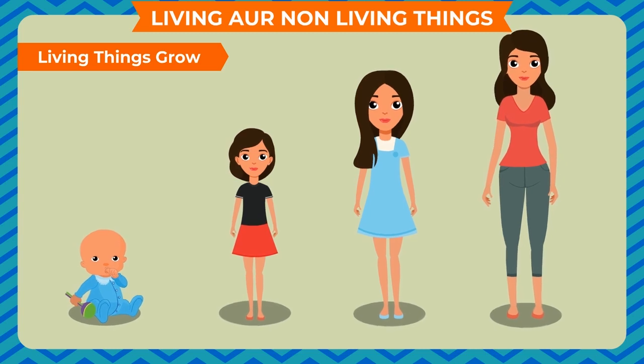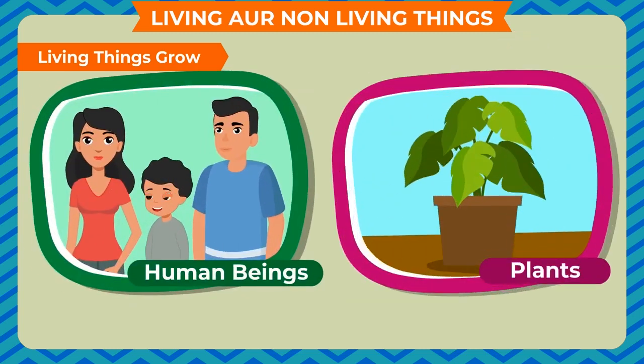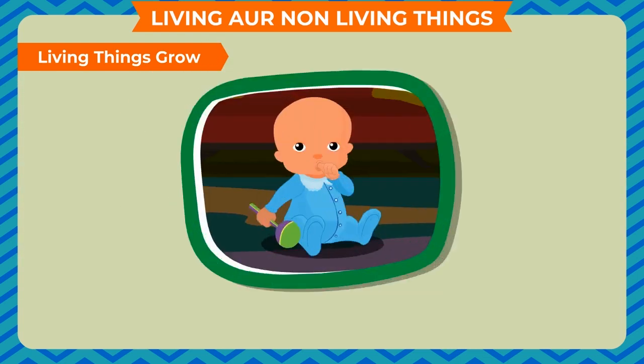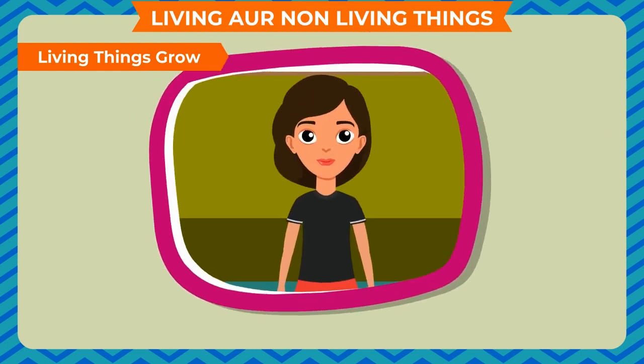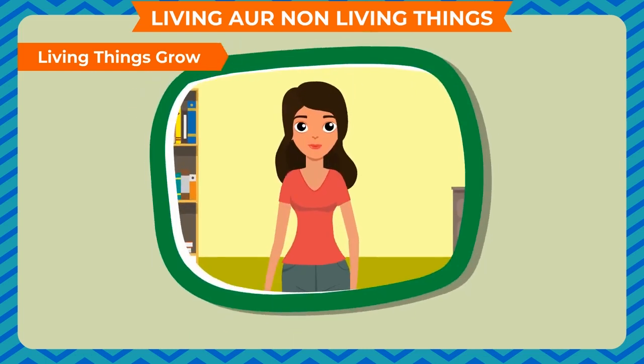Living things grow. All living things such as human beings, plants, and animals grow. If we see our picture when we were born, we see a small baby and compare it with our present picture, we observe that we are growing continuously. After some years, we will grow into an adult.